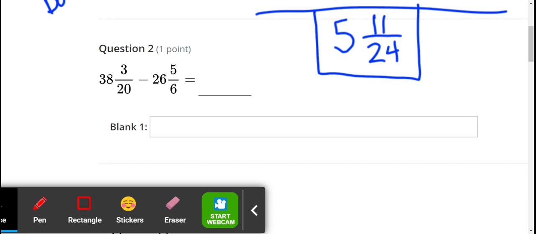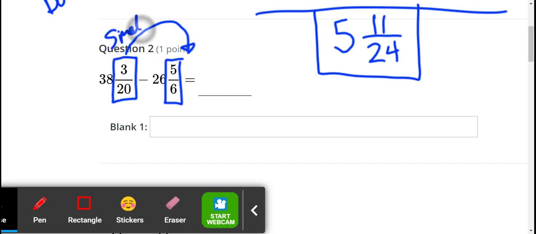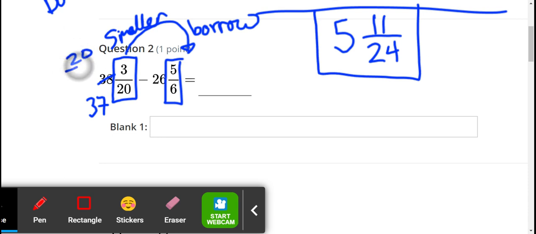So looking down below, we're going to subtract again. Looking at this fraction, 3/20 minus 5/6. 3 out of 20 is smaller, so we are going to have to borrow from the whole number. So borrowing from the whole number, we're going to make this 37, and then we're going to take 20 out of 20 as a whole number and put this with the 3.